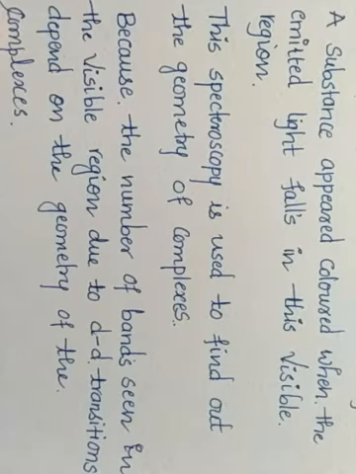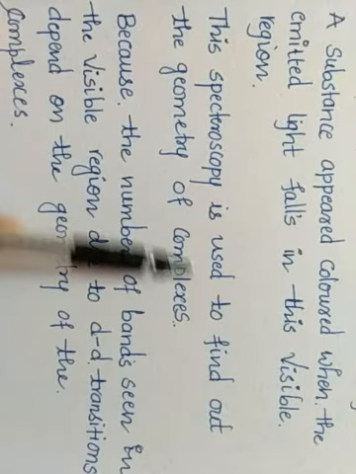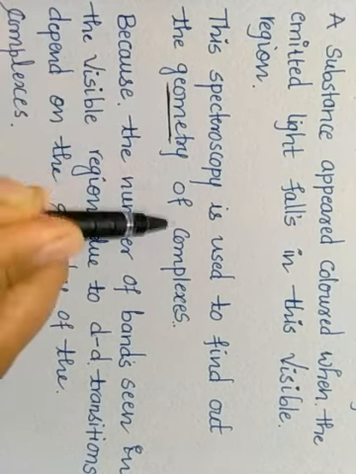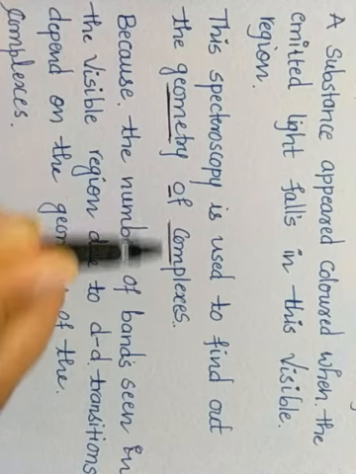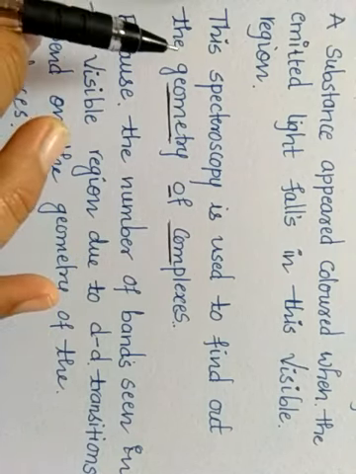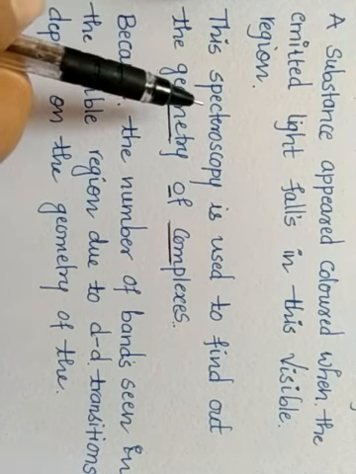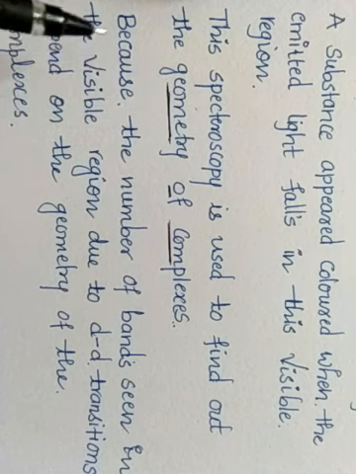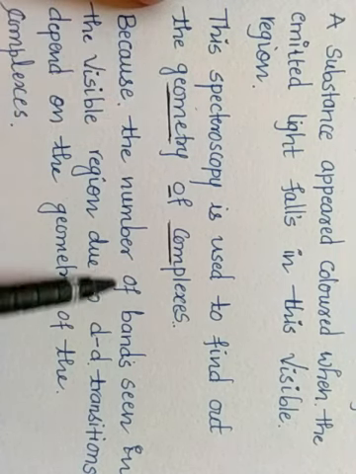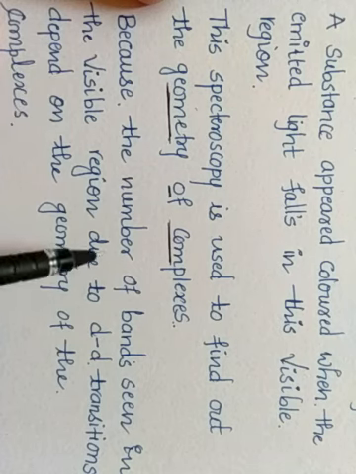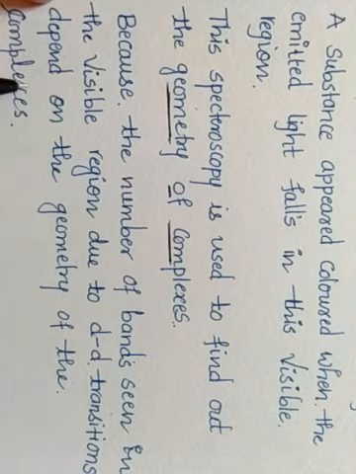Again, this spectroscopy is used to find out the geometry of the complexes, whether the complex is tetrahedral in nature or octahedral in nature. We can find this out by using electronic spectroscopy, because the number of bands seen in the visible region due to the d-d transition depends on the geometry of the complexes.